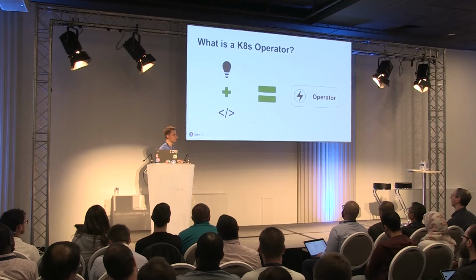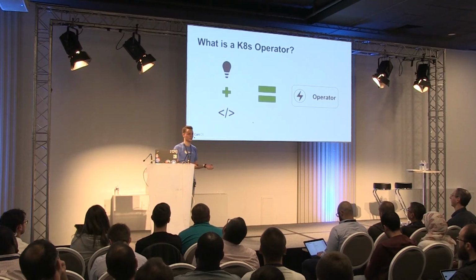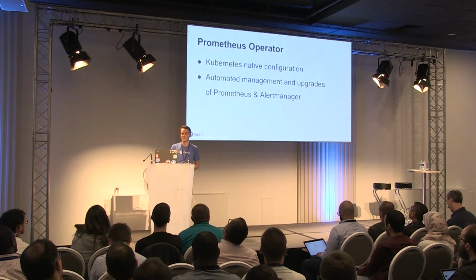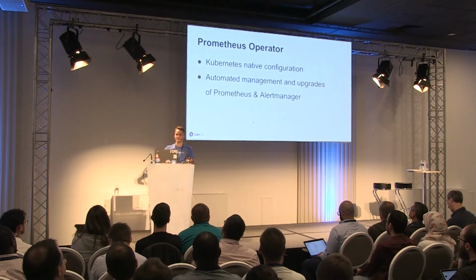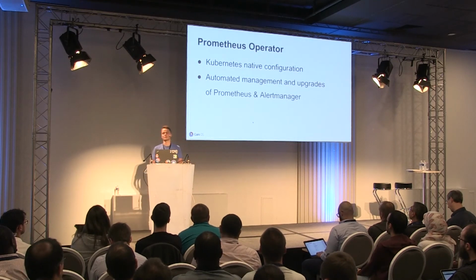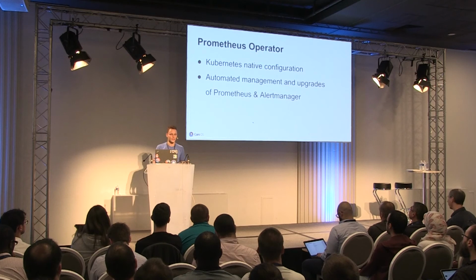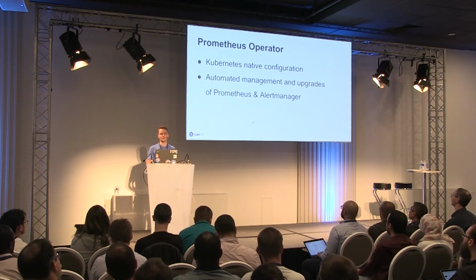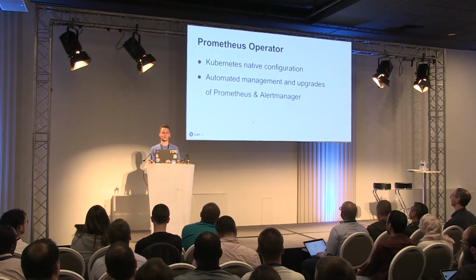And that operator you deploy in your Kubernetes cluster, and it takes care of your application, knowing that domain-specific knowledge. Now, the Prometheus operator makes Prometheus itself, as an abstraction on top of Kubernetes, Kubernetes native. So you just talk to Kubernetes: please spin up a Prometheus. I'll look into details a little bit after this. And in addition, it automates the management and the upgrades of Prometheus and Alert Manager. So it's really easy to use.